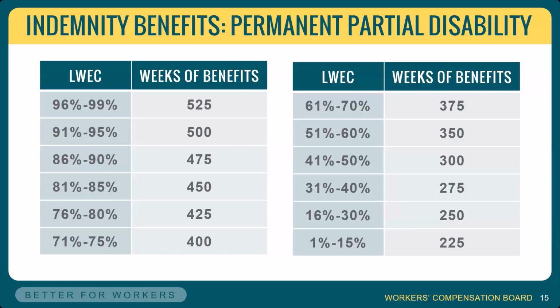So the most the worker can get when classified permanent partial is 525 weeks of benefits or 10 years. I did the math for you. It's 10 years. And then at the bottom, it's 225 weeks. That's 4 years. So workers who are permanently partially disabled get between 4 and 10 years of benefits. It's based on their LWEC. So if the worker has an LWEC of 96%, the worker gets 525 weeks of benefits, and is going to get 96% of the maximum amount the worker qualifies for. So those percentages also mean what percentage of the maximum amount the worker is going to receive.